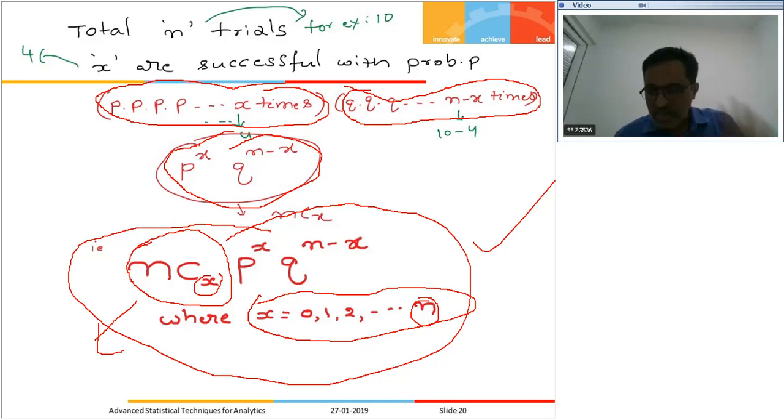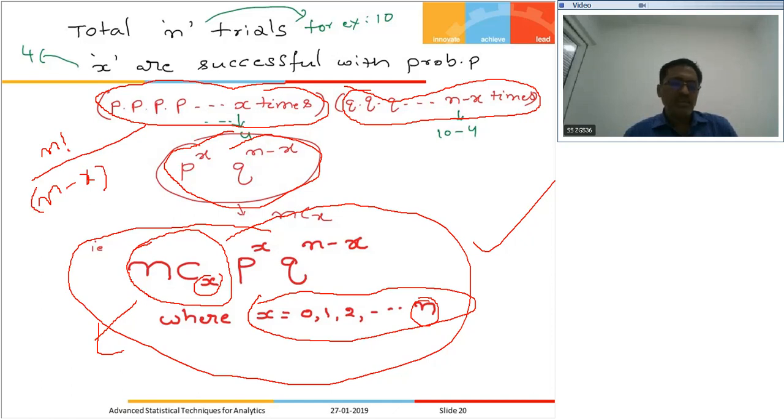For further clarity, I'll take one extra session where I'll explain the math related to it. The formula for nCx is n factorial divided by (n minus x) factorial into x factorial. This is the formula to calculate nCx. I think I forgot to mention this, which is useful.